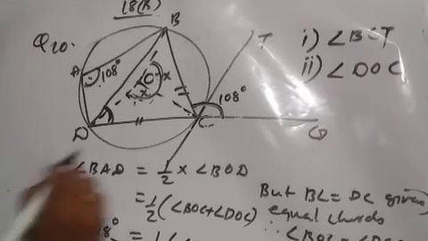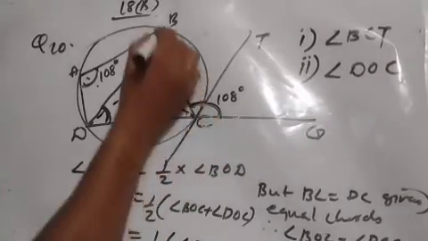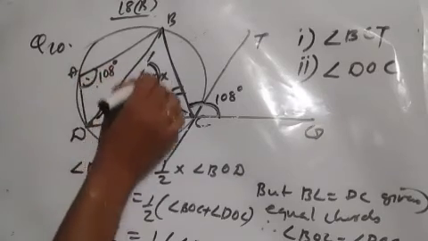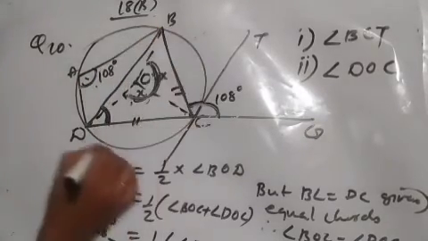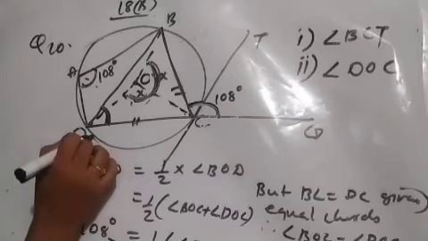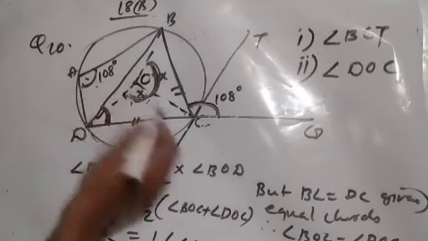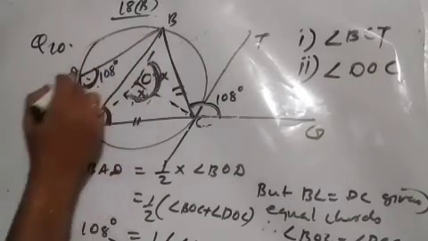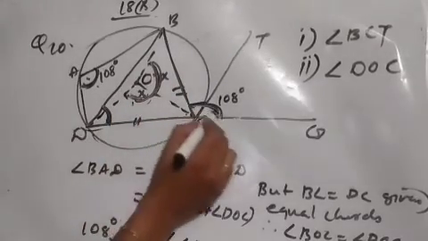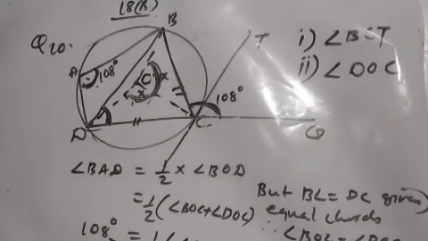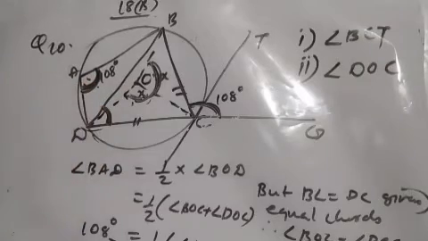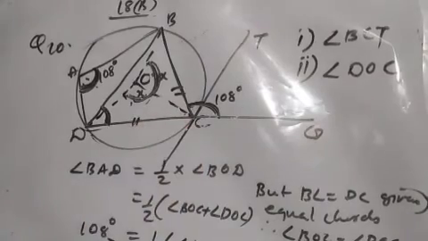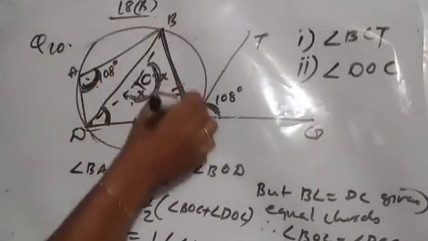Which theorems did we apply? Angle between tangent and chord is equal to angle in the alternate segment. The angle subtended by a particular arc at the center is equal to twice that of the angle in the remaining part of the circumference. And this is a cyclic quadrilateral and the exterior angle is given in the question. Exterior angle is equal to interior opposite angle. And tangent and chord also. And equal chords, angles subtended by equal chords.